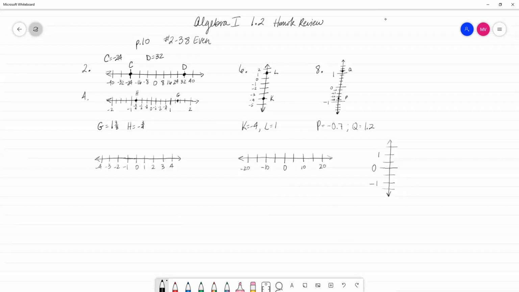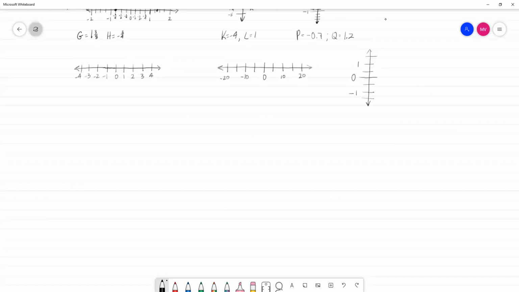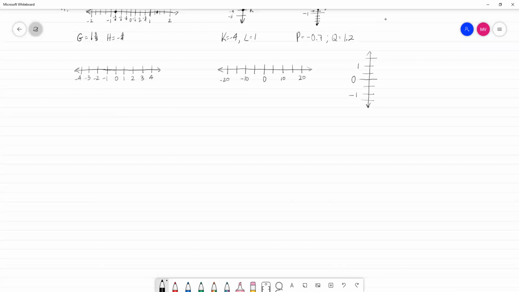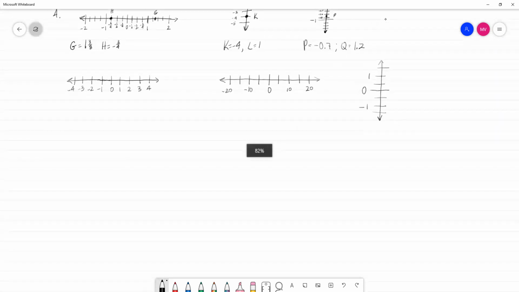All right, so for 12 through, is it really just 3? Okay, 10, there it is, 10, 12, 14, and 16. We need to state the coordinate of each point.